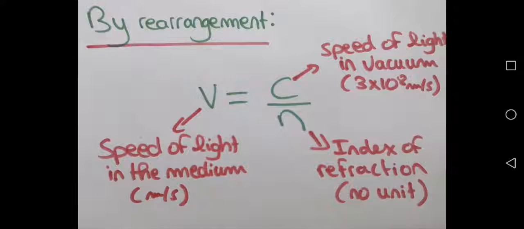By rearrangement, we can also calculate the speed of light in a medium if we know its index of refraction. We use the following equation. V is equal to C over N. C is the speed of light in vacuum, 3 times 10 to the power 8 meters per second, and N is the index of refraction and it has no unit. Your answer will be in meters per second.